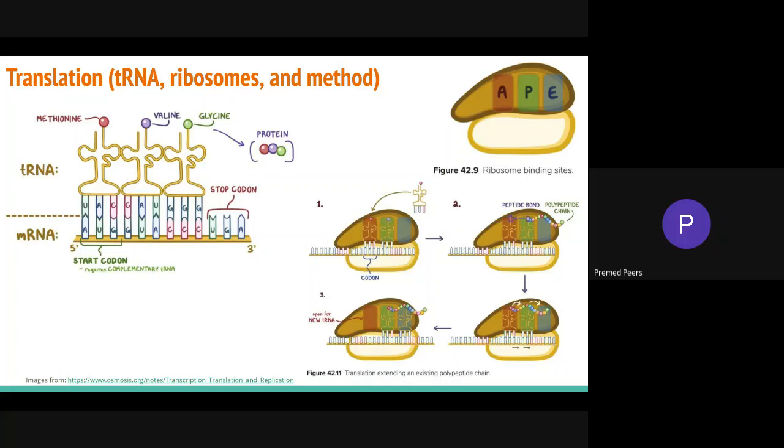When translation is complete, coded for by stop codons, the subunits will come apart, releasing the polypeptide, and the ribosome can be reused. This is termination. Any questions?